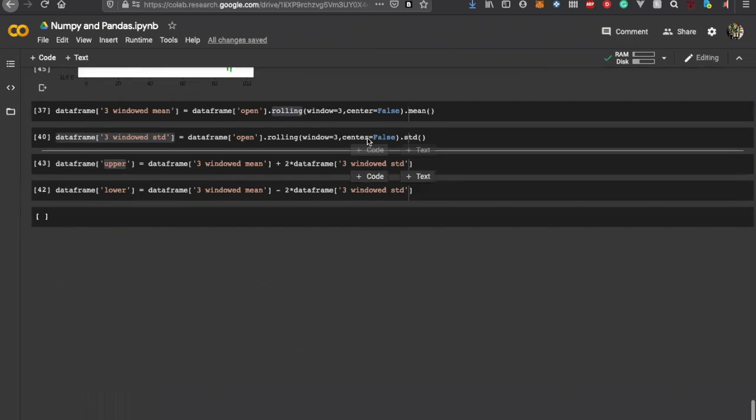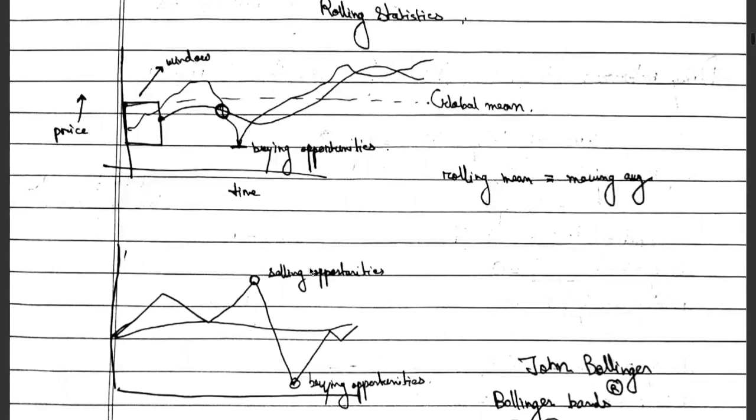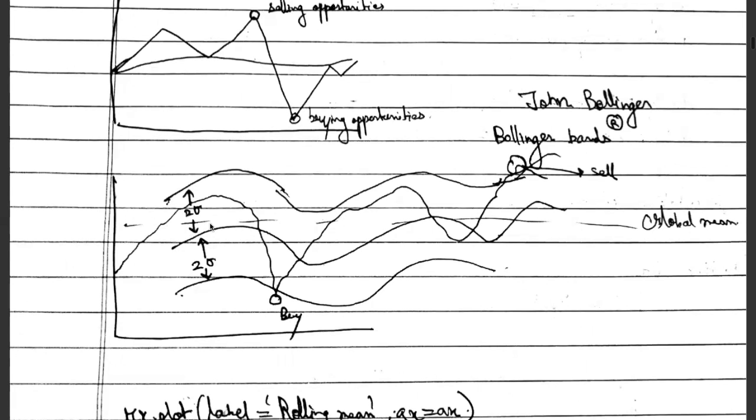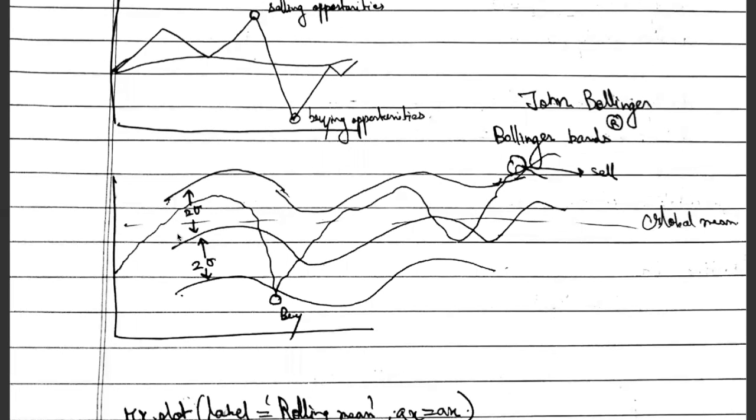Once the standard deviation is created, we have to make a Bollinger band. Bollinger band is nothing, it's the mean plus twice the standard deviation. Like you can see, it's the mean, so you are adding the mean plus twice that standard deviation. So if this is the stock price, then this is the mean, and this is the mean plus twice the standard deviation. This is the Bollinger band.